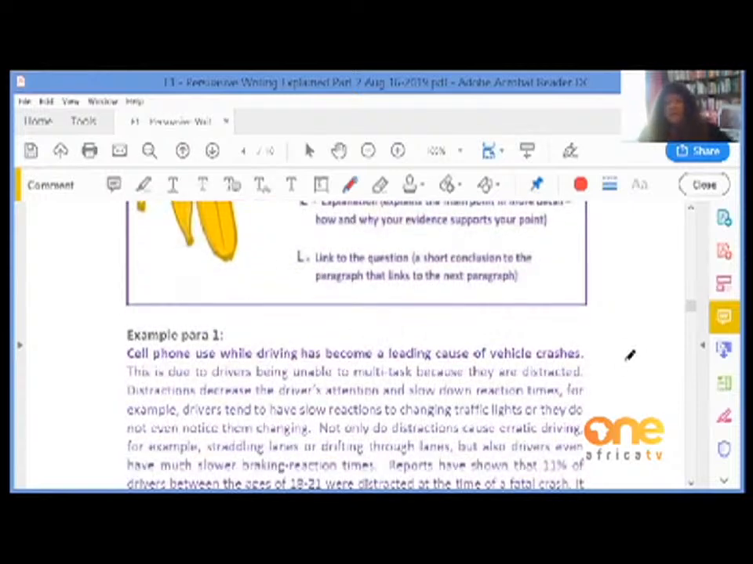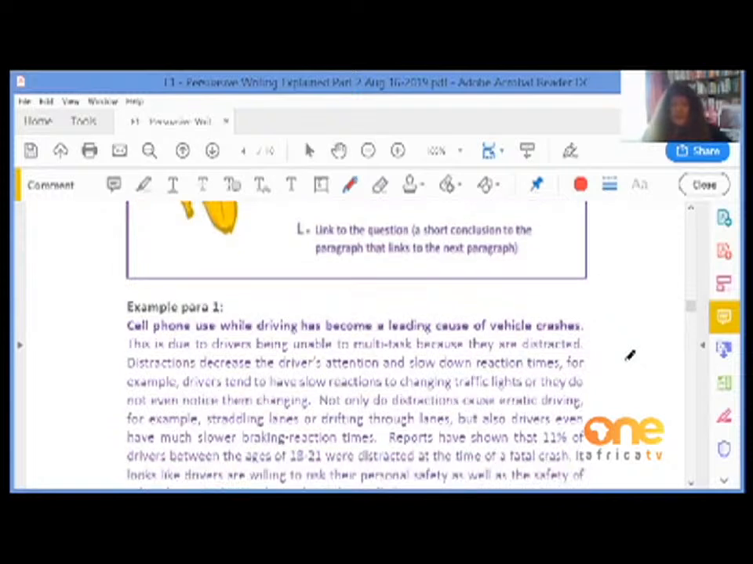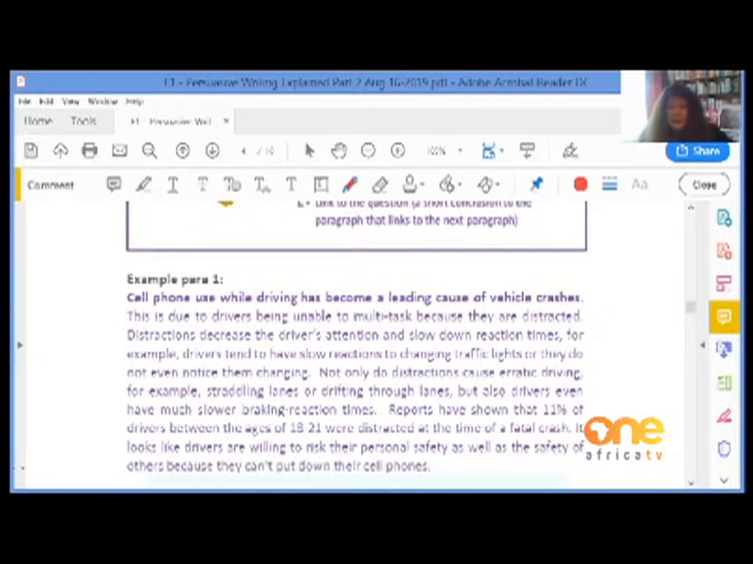Right, let's look at paragraph 1 while we're still talking about cell phones. In bold is the topic sentence. Cell phone use while driving has become a leading cause of vehicle crashes. This is due to drivers being unable to multitask because they are distracted. Distractions decrease the driver's attention and slow down reaction times. For example, drivers tend to have slow reactions to changing traffic lights, or they don't even notice them changing because they're too busy looking at their phone.